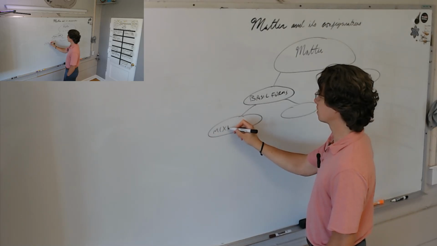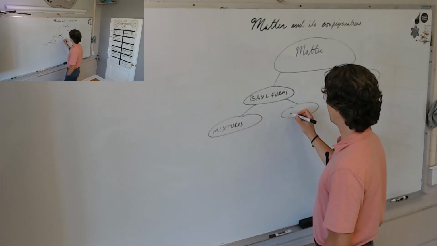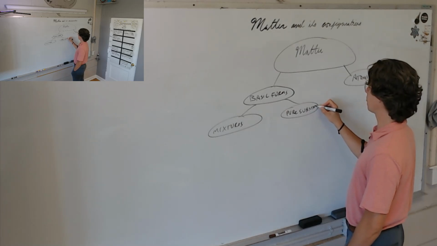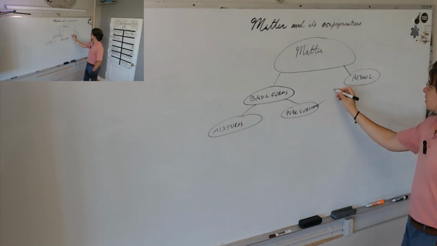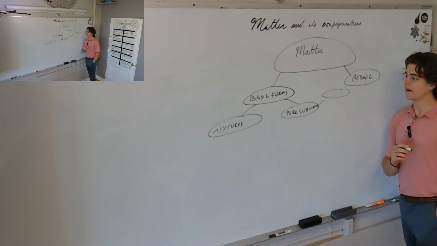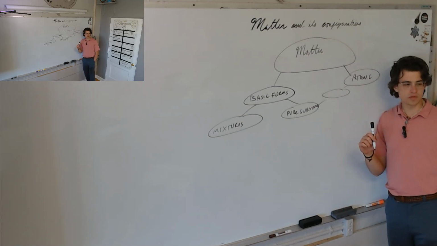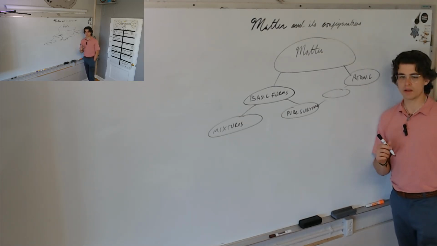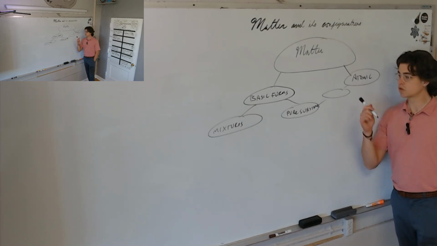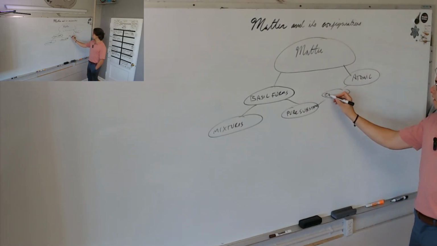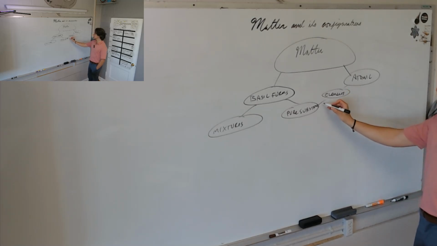Mixtures and pure substances. The thing that links pure substances to the atom is what? What kind of pure substance from your vocab and your text is atomic? Atoms represent the smallest particles of the elements. Good. Yep. So that'll link our two things here.